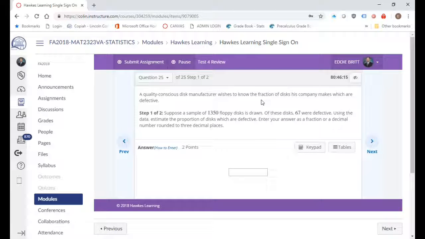Moving on to the last question. Number 25. It says, first, step 1, suppose 1,350 floppy disks are drawn. Of these disks, 67 were defective. Using the data, estimate the proportion of disks which are defective. Enter your answer as a fraction or decimal number rounded to 3 decimal places.